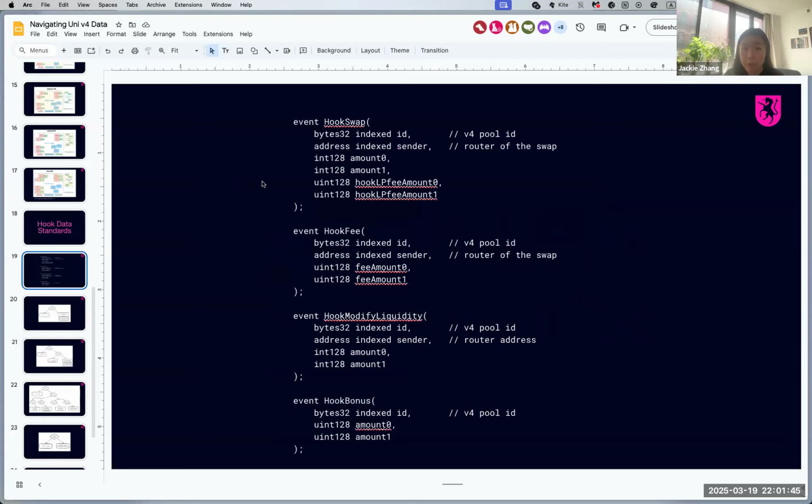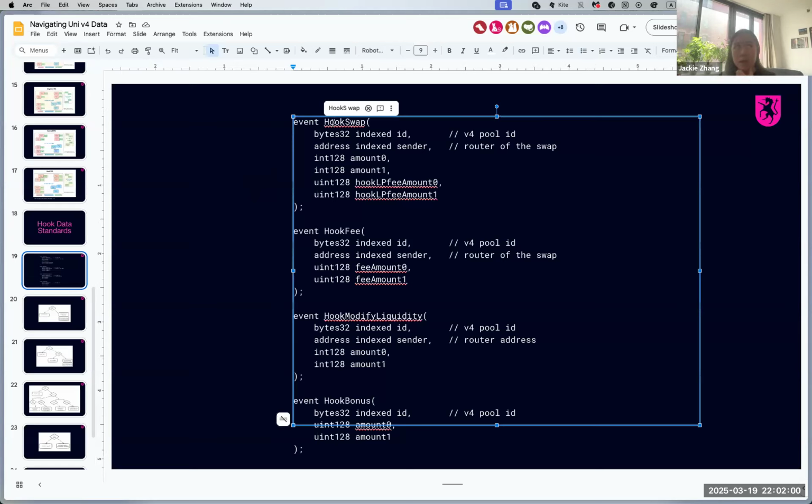Because of this, we sat down and proposed a set of events for hook developers to emit, so that it's much easier for the data side of things to do event capturing and to start doing analytics with hooks and hooked pools. I'll go over the events being proposed, and then I can go through the flow and the time points where you can inject these events.